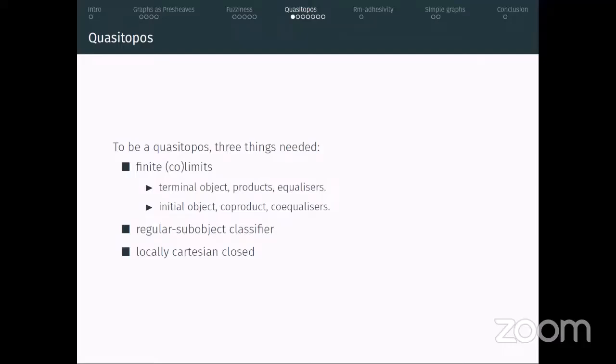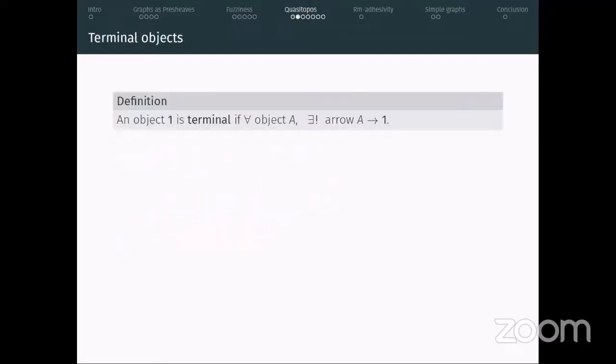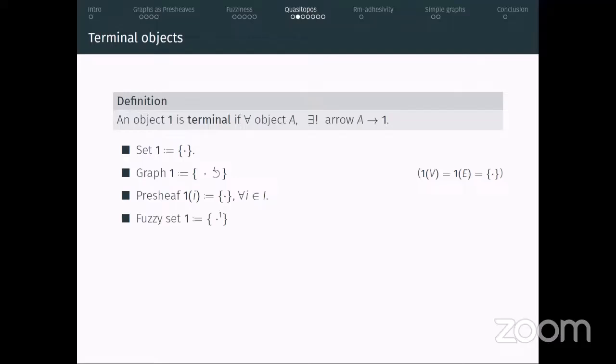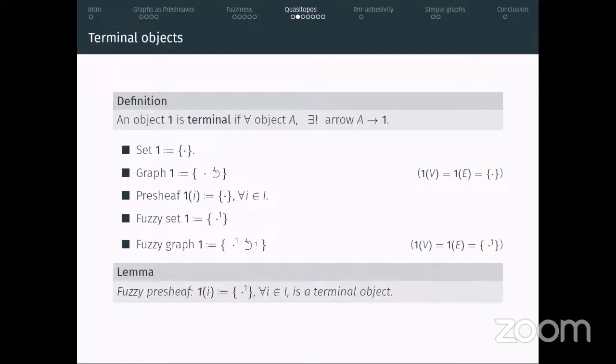First, I will just give the idea of two limits, and start with the terminal object. It's an object such that every other object has a unique arrow into it. For sets, it's a singleton set. For graphs, it's one vertex and one loop. For presheaves, you just generalize both cases as such. And for fuzzy sets, you take the terminal object of sets and you give full membership to its element. Similarly, for fuzzy graphs, you take the one from graphs and you give full membership to every element. So with no surprise, this is the terminal object for fuzzy presheaves. You take the one from presheaves and you give full membership to every object.